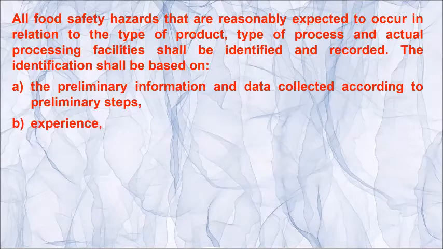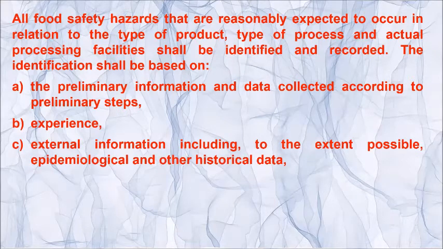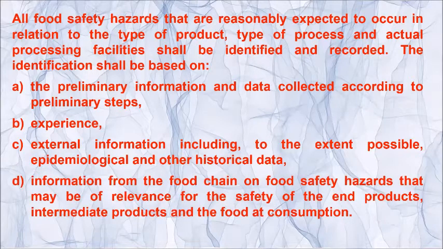Next, with experience over a period of time, one can tell what kind of hazard can be expected at what particular stage. Also, external information, including, to the extent possible, historical data. Basically, epidemiological and other historical data is where something is known previously to have been a part of the hazard, could become part of the chain and could be responsible for creating a reaction or a chain of reactions. This information also could be present with you all.